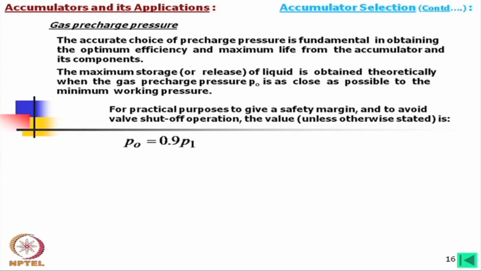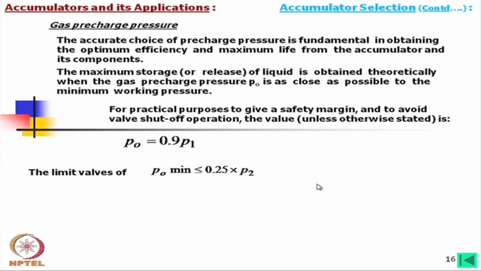Now, for practical purposes, to give a safety margin and to avoid valve shut-off operation, the value, unless otherwise stated, is P0 = 0.9 P1. That means, if you know the minimum system working pressure is P1, then as a thumb rule we can select P0 as 0.9 of that. That means, if P1 is 1 megapascal, then you can have the charge gas pressure, without loading, I mean no fluid coming in, of maybe 0.9 megapascal.